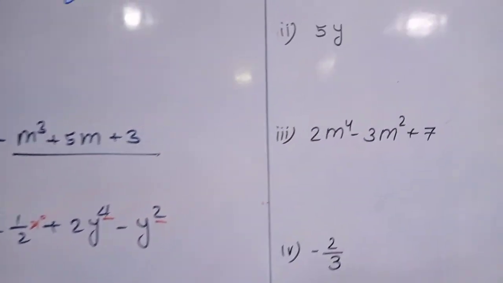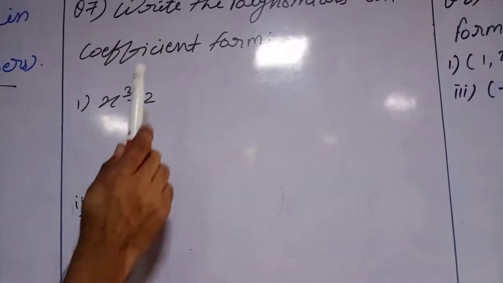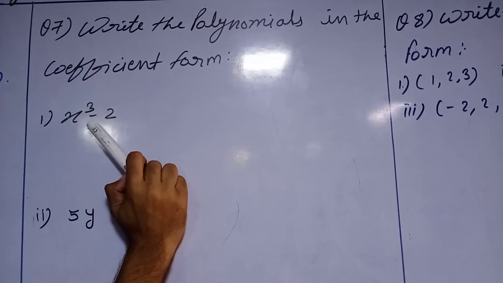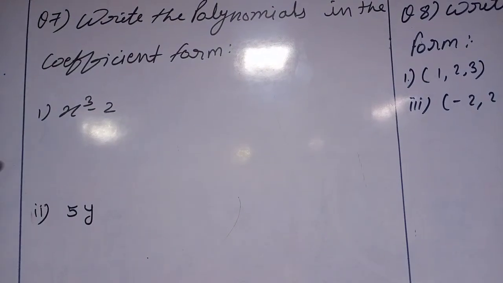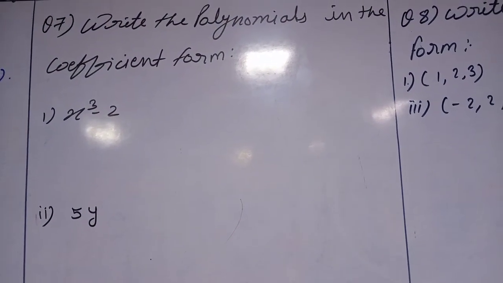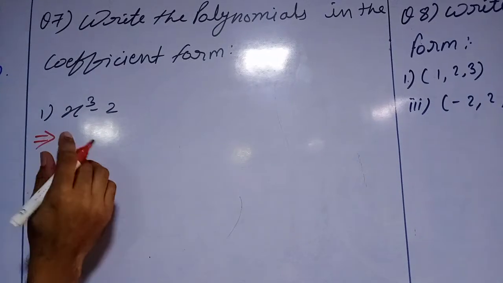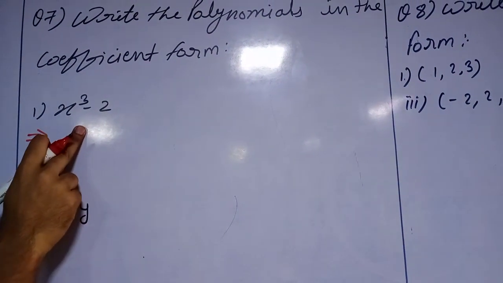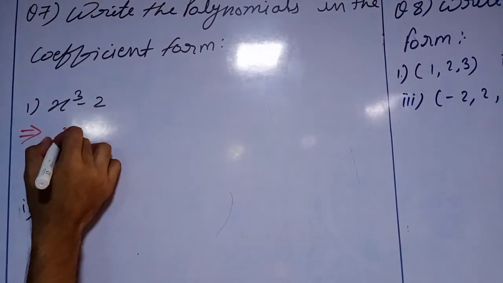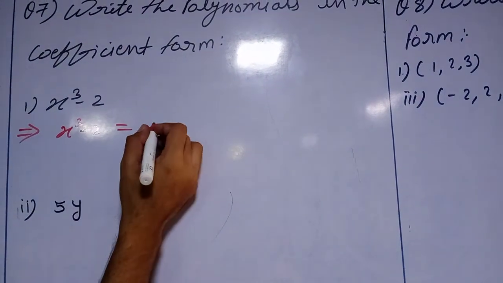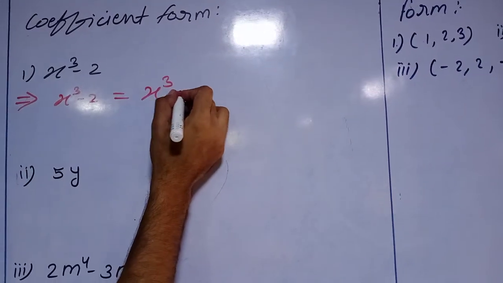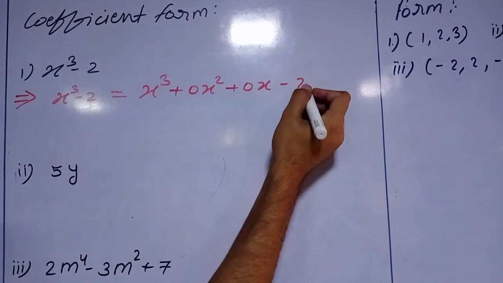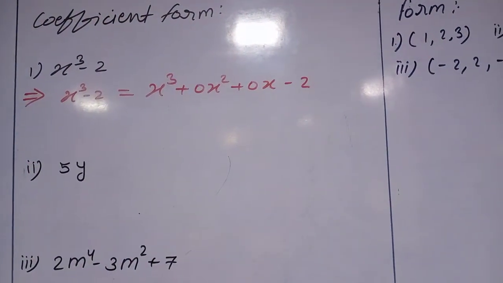Now the next sum is: write the polynomials in coefficient form. Here we have the polynomial, and we are going to write it in coefficient form. How can we write it? The first thing is we have to rearrange it, and whatever powers are missing, we should write them. Like x cube minus 2, we can write x cube plus 0x square plus 0x minus 2. This way we can write.